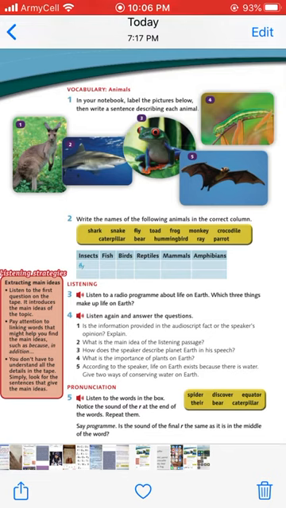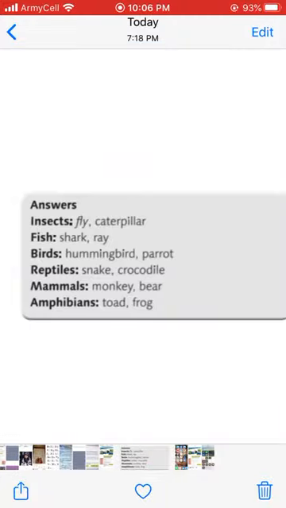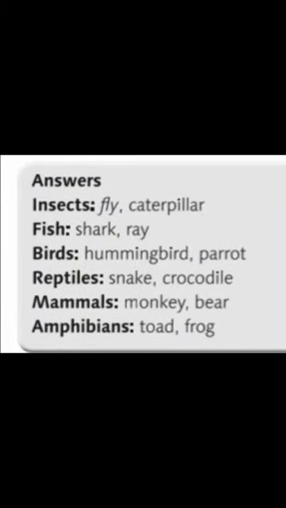So I want you to do this exercise, and you need to draw this table on your notebook. I have already written you the answers, so your answers should match mine, and these are the correct answers.